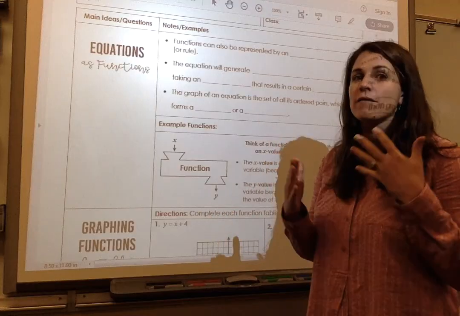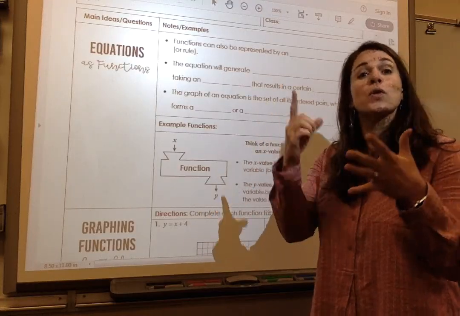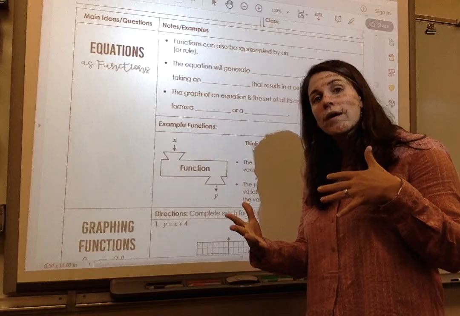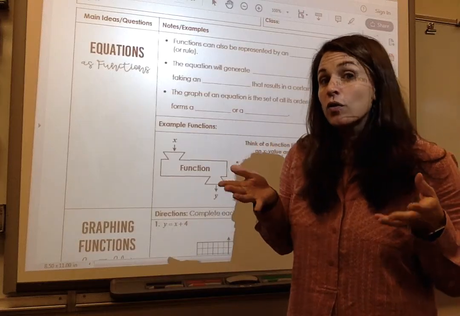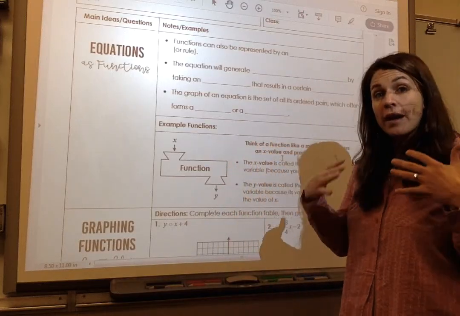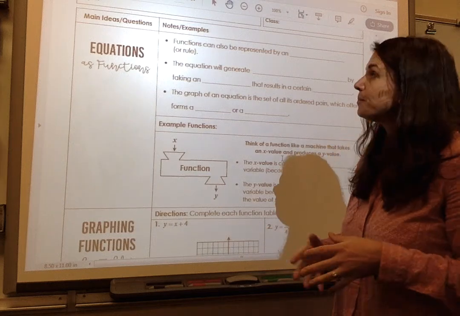So it is imperative that you know what a function is, what an ordered pair is, what mapping is, what graphing is, because I'm going to be throwing those words at you. So it is imperative that you really have a picture of what I'm talking about.